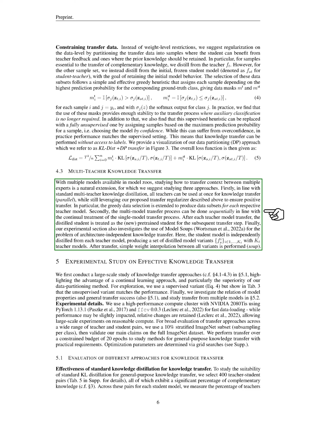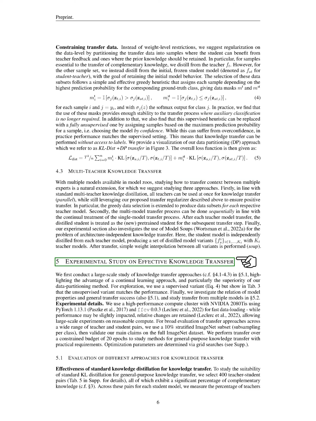Specifically, we extend the greedy data selection to create data subsets for each expert model. Second, we can transfer knowledge from multiple models sequentially, similar to the continual treatment of the single model transfer process. After each transfer from an expert model, the distilled student model becomes the pre-trained student model for the next transfer step. Lastly, we also explore the use of model soups for architecture-independent knowledge transfer. In this case, the student model is distilled independently from each expert model, resulting in a set of distilled model variants. After the transfer, we perform simple weight interpolation between all variants.